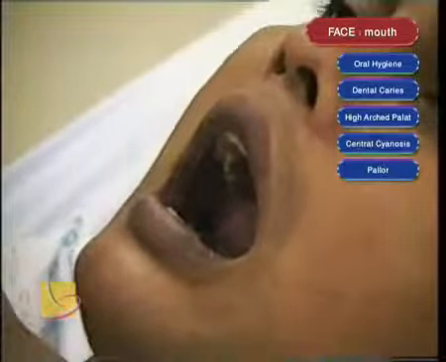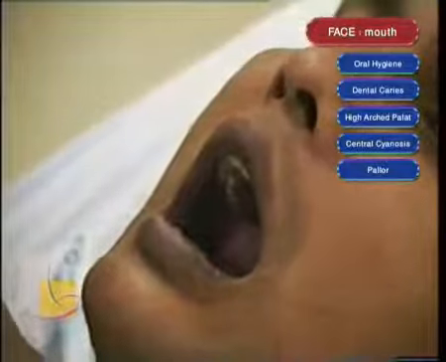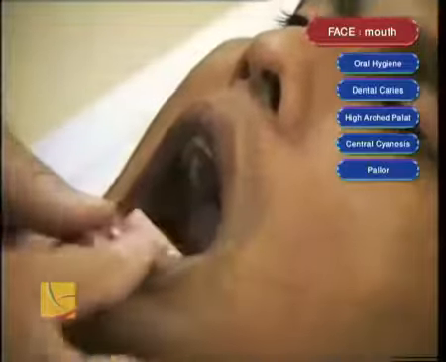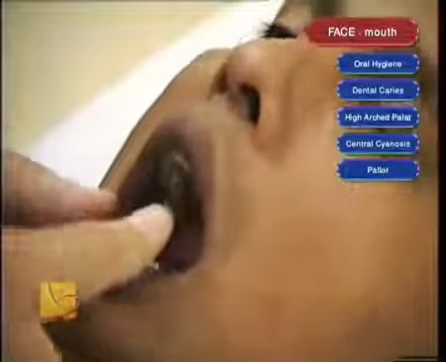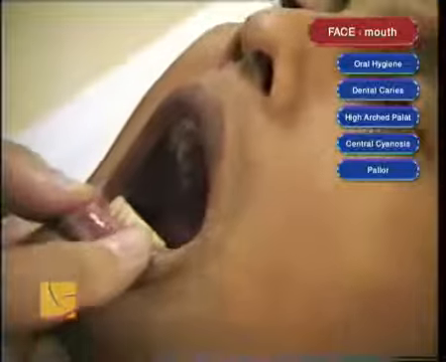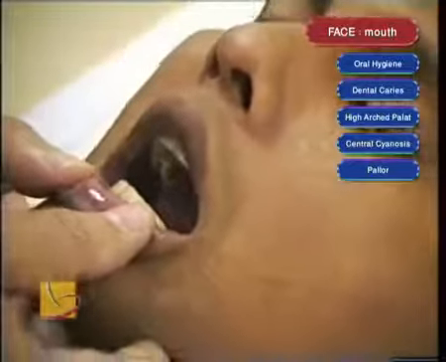What else? The pallor. If the patient has pallor, we can detect it, we can elicit it by rolling the lip, the lower lip of the patient. Could you please relax your mouth, close your mouth.